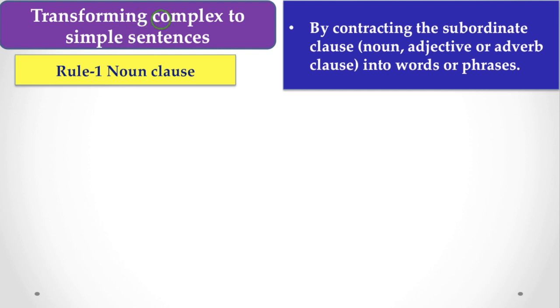So here, when we are talking about a complex sentence, we find that in a complex sentence there is a main clause and a subordinate clause as well. And when we are asked to change a complex sentence into a simple one, we have to keep in mind a few points. That is, by contracting the subordinate clause, which may be a noun clause, adjective clause or adverb clause, into a word or phrase.